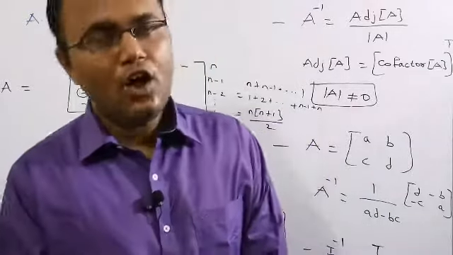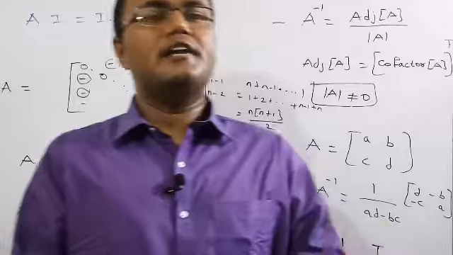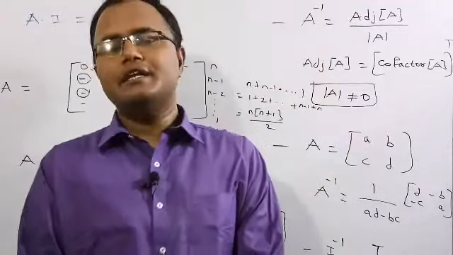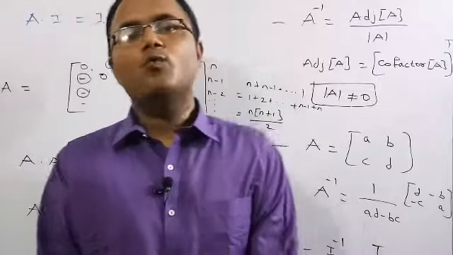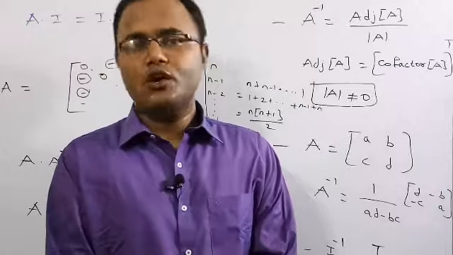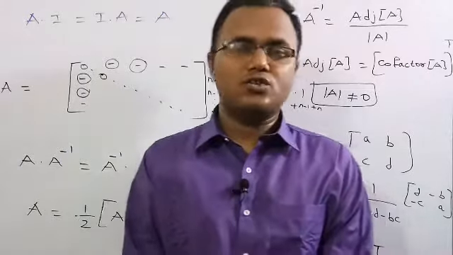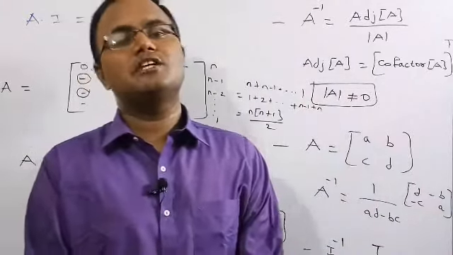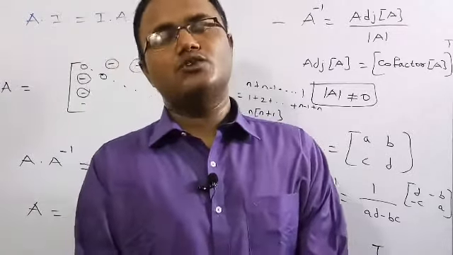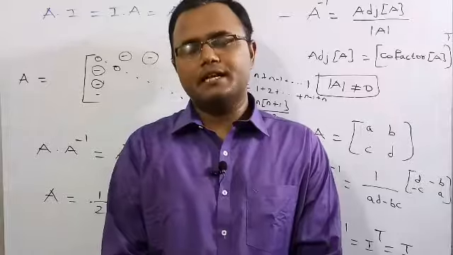I am repeating it again. For an orthogonal matrix, the condition to satisfy is A into A transpose is equal to identity. If any matrix satisfies this condition, we can blindly say that this matrix is an orthogonal matrix. So if lambda is an eigenvalue of an orthogonal matrix, then compulsorily 1 by lambda is also an eigenvalue of the orthogonal matrix.